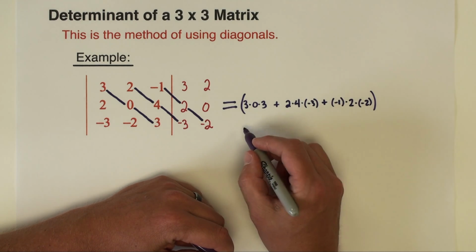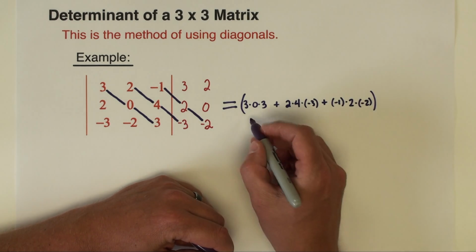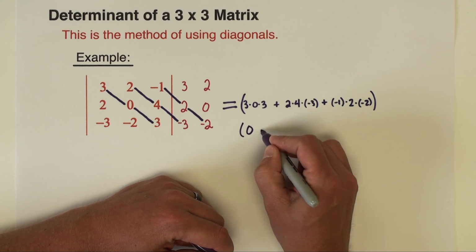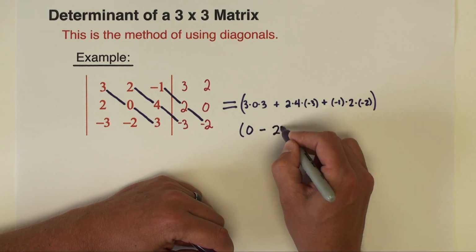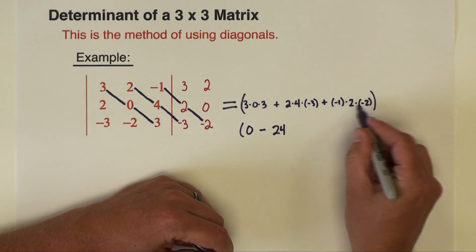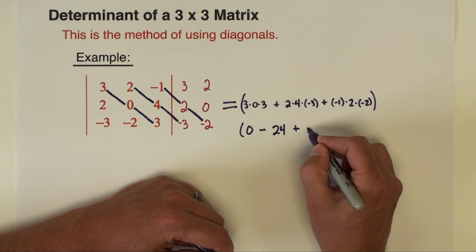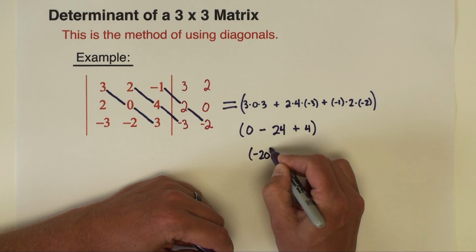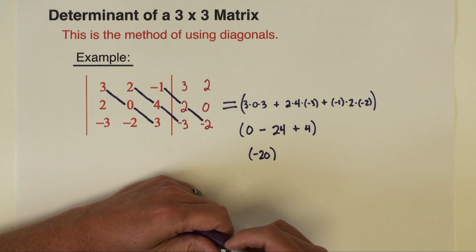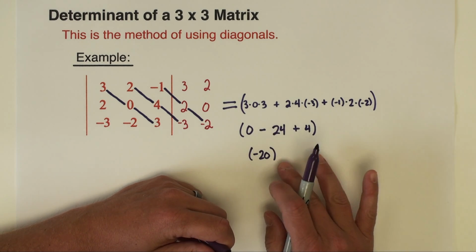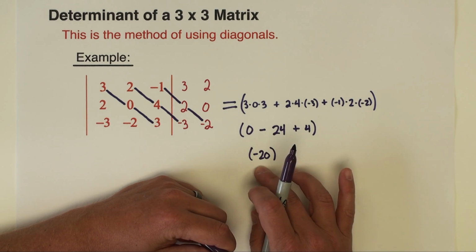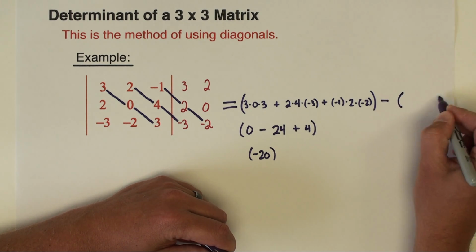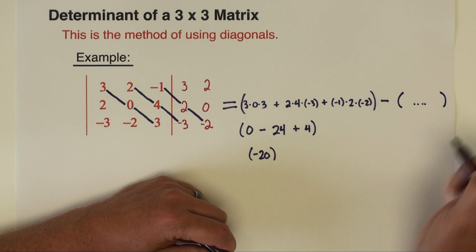Let's just go ahead and work through that. There's more to this, but I'm kind of running out of room here. So let's just work through that. I've got 0. This next one's going to be minus, looks like 24. Over here I've got 2 negatives, so that's going to stay plus. That's going to be 4. And I end up with negative 20 there. Okay, now from those three diagonals that I've got worked out, I'm going to subtract 3 more diagonals.